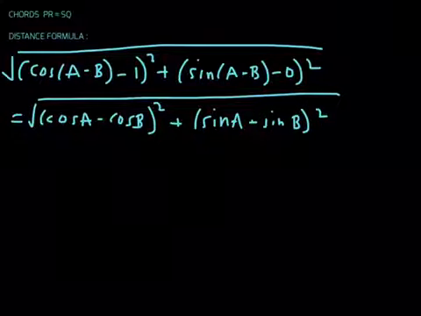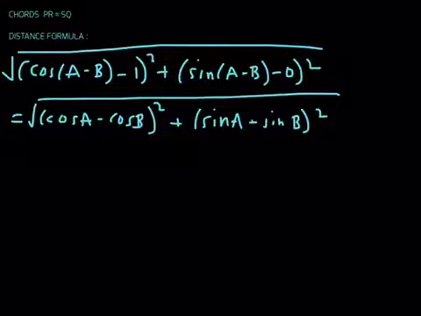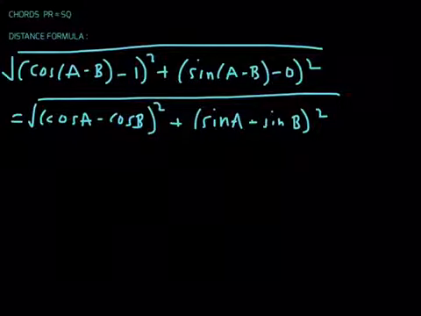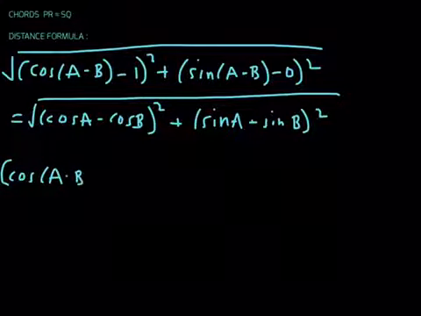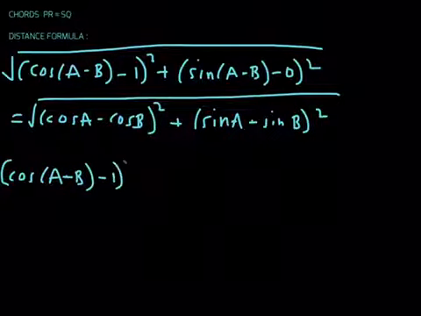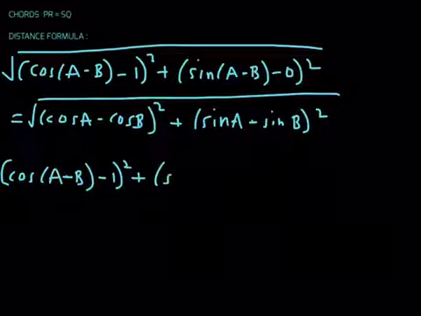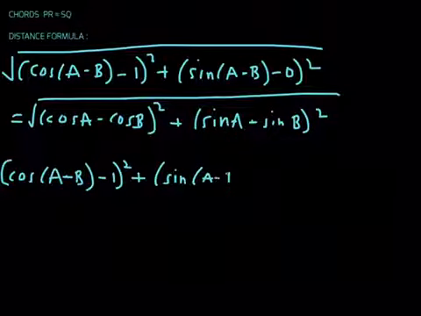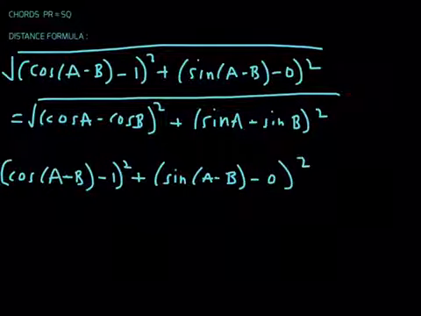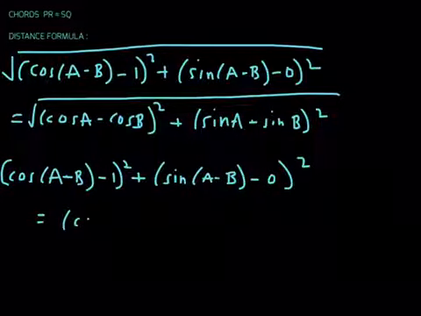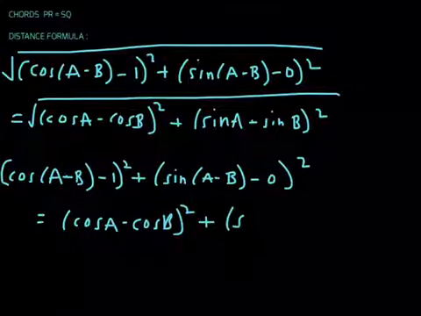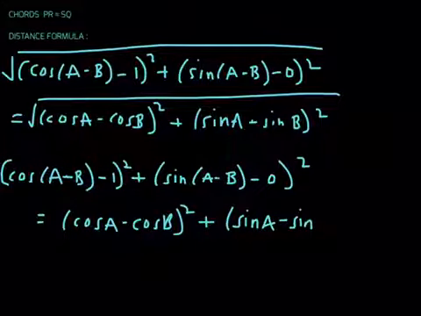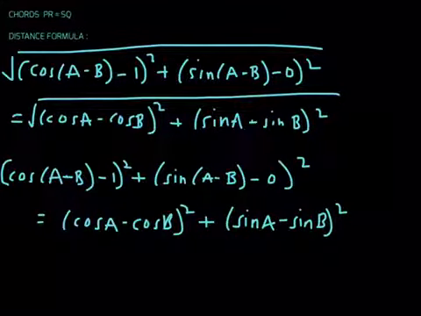What we can do right now is square both sides. If we square both sides, the square roots are gone. Remember, these are just distances. Now, if we square both sides, then I have cosine of A minus B minus 1, quantity squared, plus sine of A minus B minus 0, quantity squared. That's the left-hand side. All of that is equal to cosine of A minus cosine of B, quantity squared, plus sine of A minus sine of B, quantity squared. All I did was square both sides, so now the statement doesn't have any square roots.